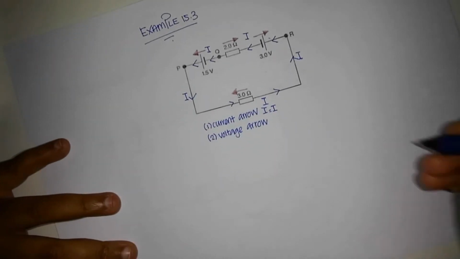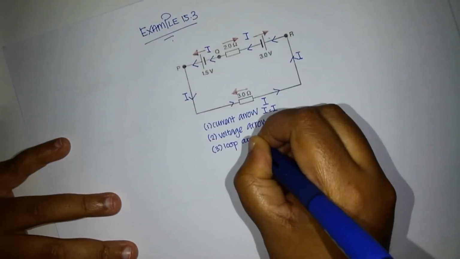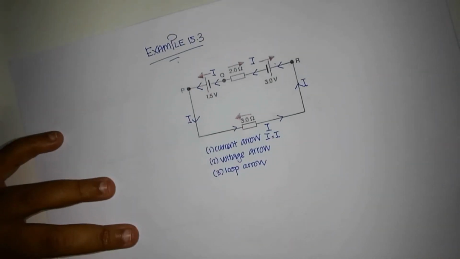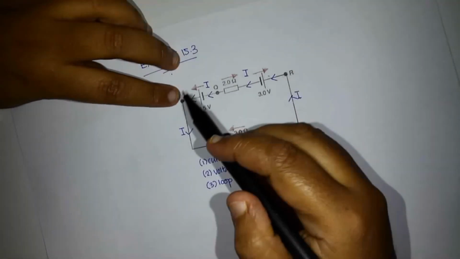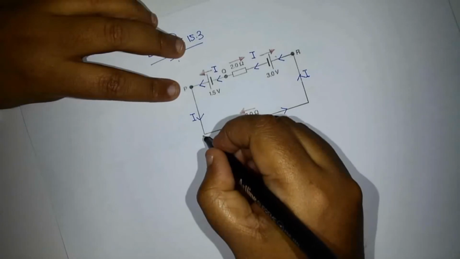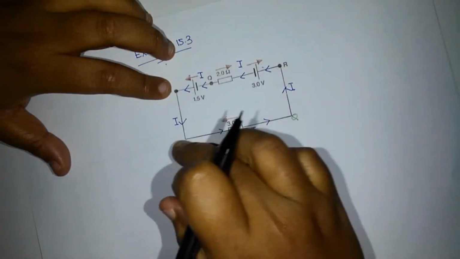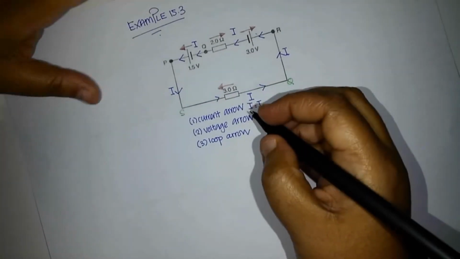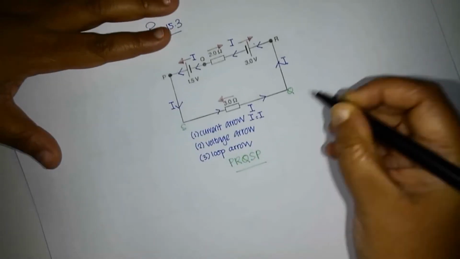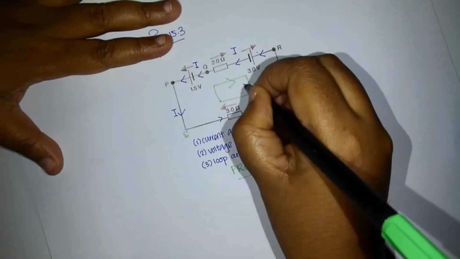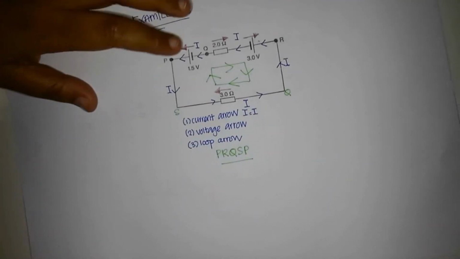Now I will draw a loop arrow. They never give one, so I will just draw whichever I want and start from whichever point I like. I choose to start from P. Maybe this one I put as S, this one as Q. So I go P, R, Q, S, P, which is this direction. Let's start from there.